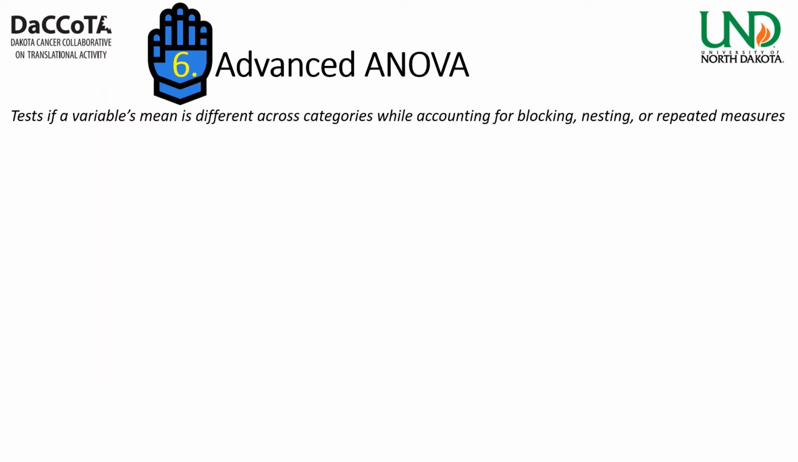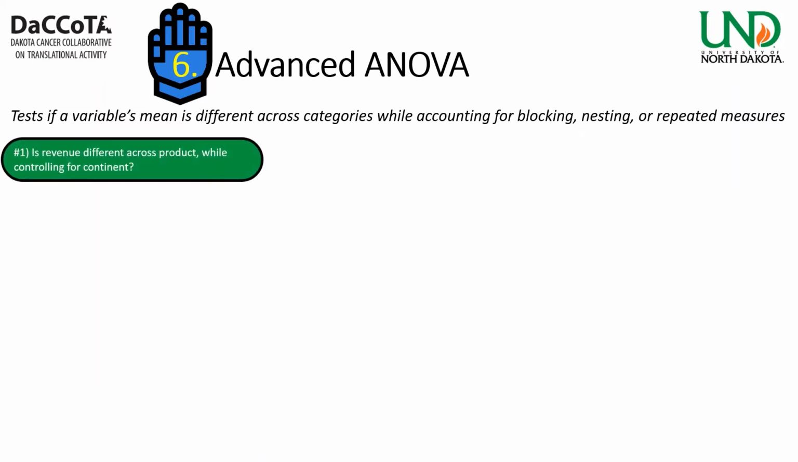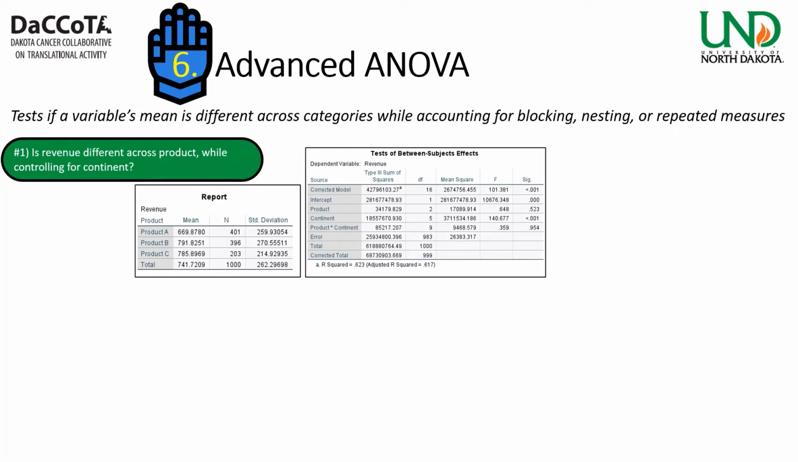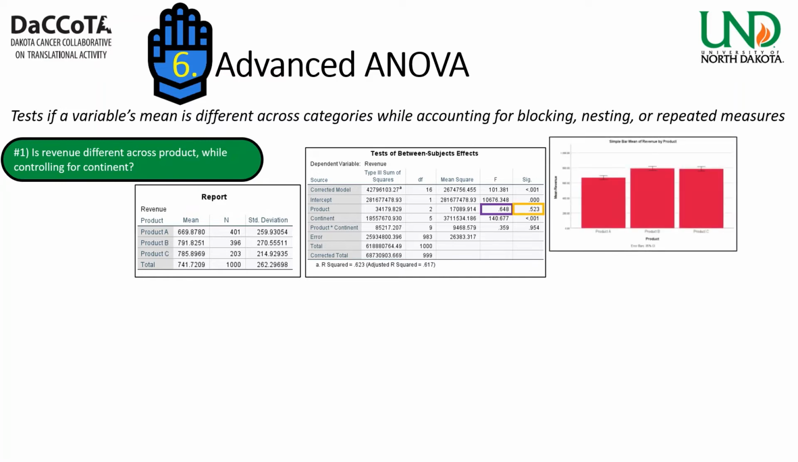Okay, with that, let us jump into blocking. So really blocking is going to be, you have a category variable you're interested in, but you add other variables as random effects to control for variability. So we're going to say, is revenue different across product while controlling for continent? So here are our products. We did this ANOVA, and what we see here is product is not significant. So even after controlling for continent, which had quite a bit of variability here, there was no difference between product type.